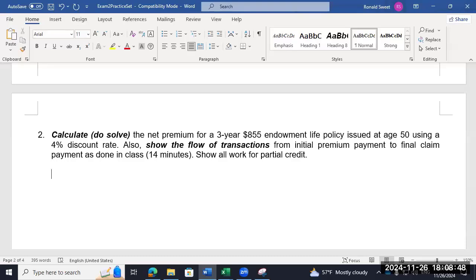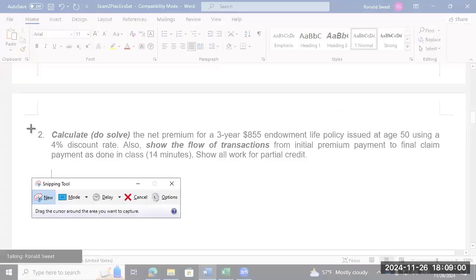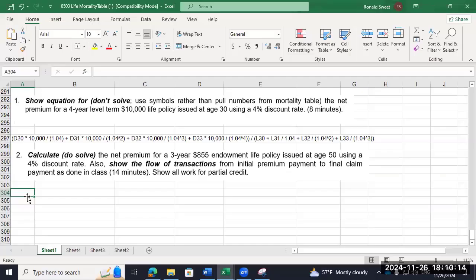All right. So write out the formula just like we did the previous problem. And then we'll put the numbers in because here you do have to calculate. But write out just the premium itself in the formula format. All right, let's try it.